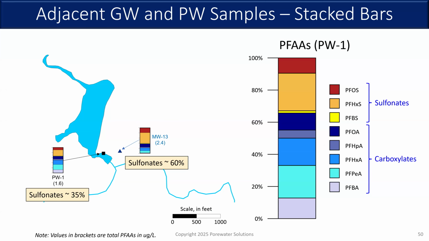Okay, so now let's look at the groundwater well MW13, and now we're looking at the proportional signature. And we've got pore water location number 1 shown nearby, and they actually look pretty similar. You do have a difference in sulfonates, where at MW13, the groundwater sample, sulfonates are about 60% of the total of these 9 compounds. And at PW1, sulfonates are only 35%. And concentrations in pore water are a little bit less, about 30% lower than they were in the groundwater well.